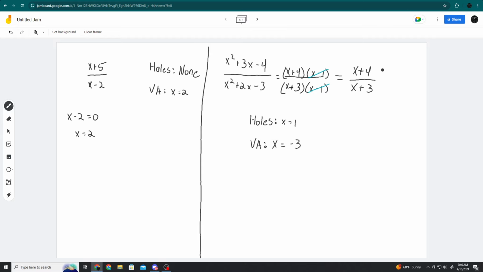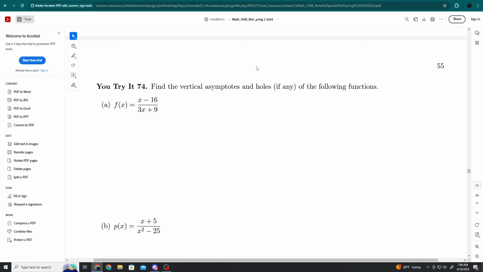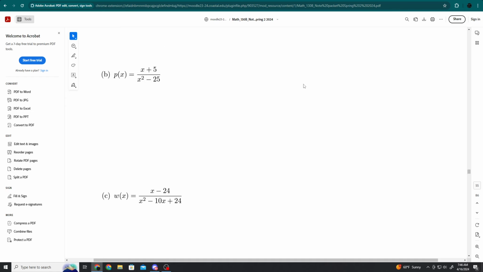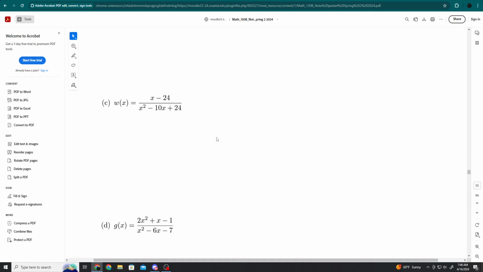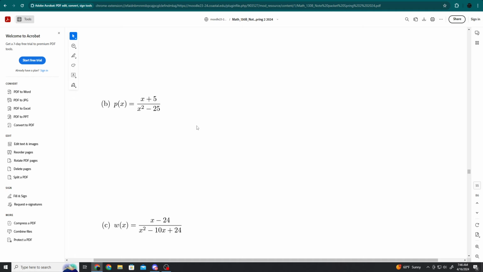So, if we go back to the note packet real quick, those are the two examples we got. Now, technically, the next section on page 55 are all rational functions. I mean, there's 4 of them here. I'm going to do an extra one. Let's do B. I like B. I'm going to let you do A, C, and D on your own to get that practice, so we can go over these on Monday to make sure that everything's looking pretty good.